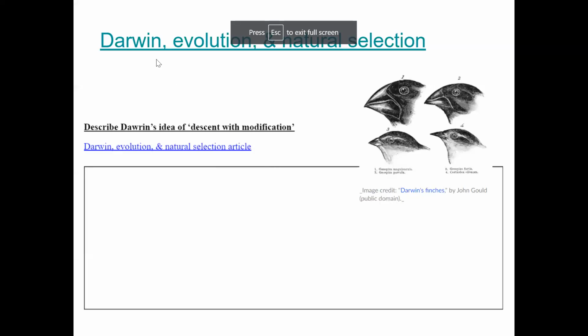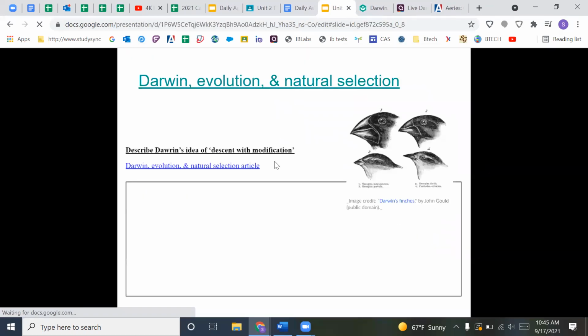So page 7, I am going to leave to you. Okay, so if you didn't get it done, you can do that. It's very easy. All you have to do is describe Darwin's idea of descent with modification. You want to be familiar with this term of descent with modification.